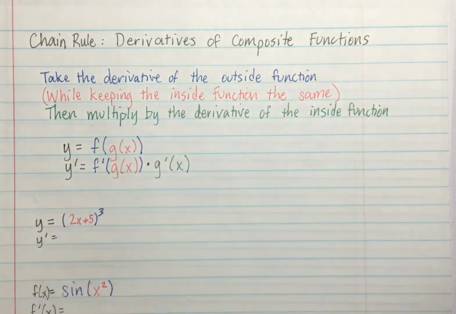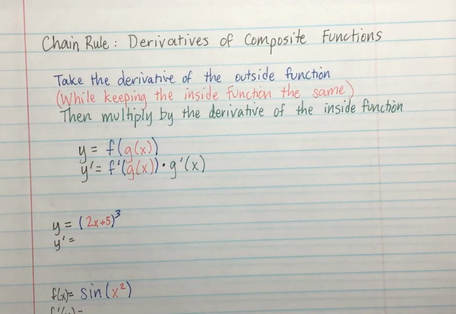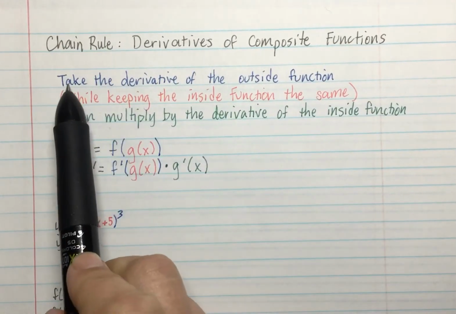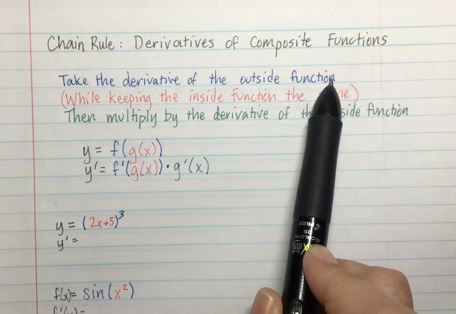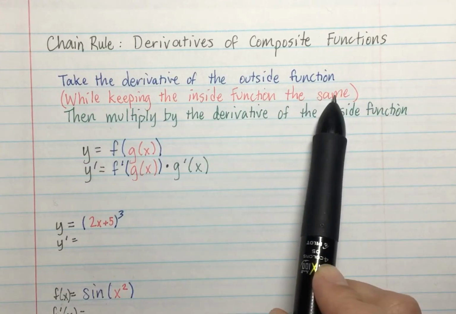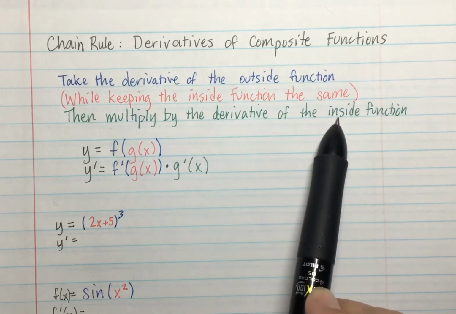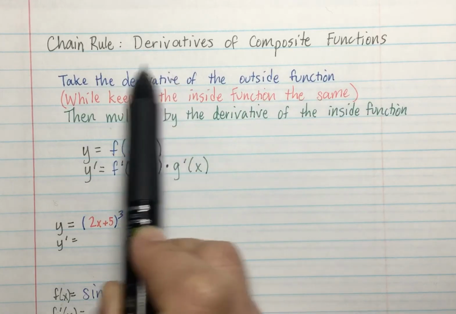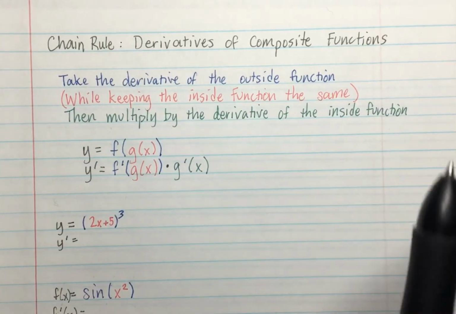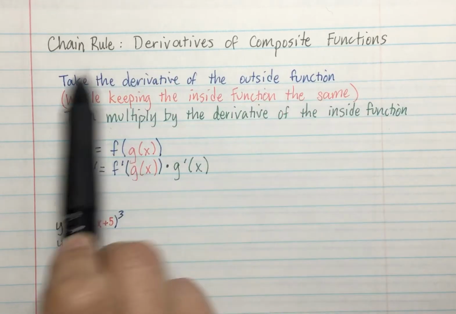The best way to deal with these is actually verbally. So the way this works is you take the derivative of the outside function, and this is important, while you keep the inside function the same, and then you multiply that by the derivative of the inside function. These are the steps. These words are going to be in your head repeatedly. So every single time you do this, this is what you'll be thinking.